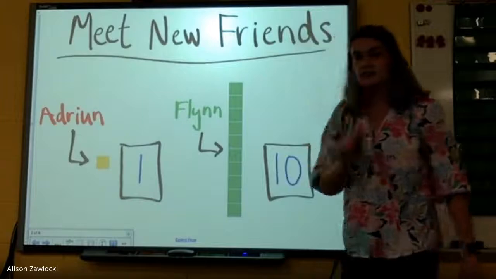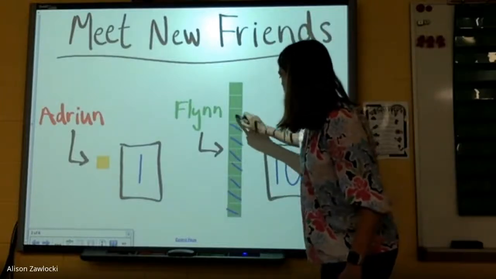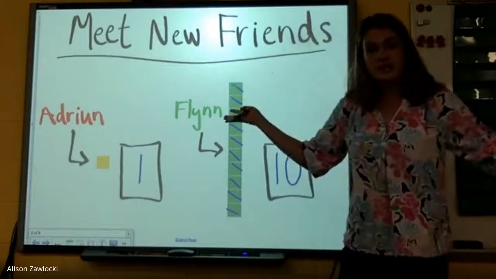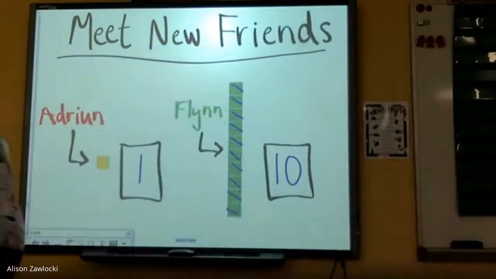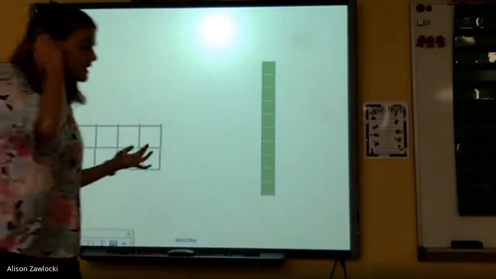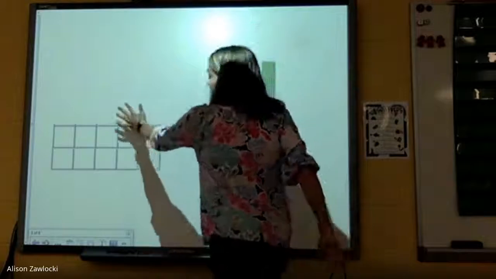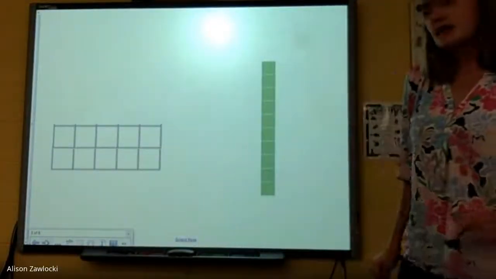Let's count these blocks to make sure. 1, 2, 3, 4, 5, 6, 7, 8, 9, 10. Oh, that's right, he is 10. Very good. All right, let's go to our next slide. I'd like to show you something, and we're going to be learning about this tomorrow. But I have this right here, and remind me, what is this called? We did that in our number talk. That's right, that's a 10 frame.